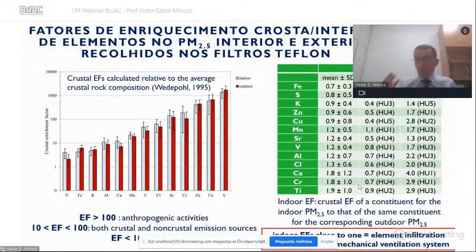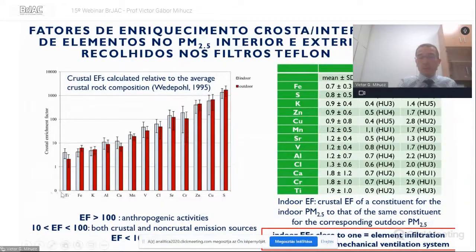In the case of these data, we could do more and more data evaluation. For example, one of the interesting approaches is to calculate the crustal enrichment factor, which is calculated by relating the elemental concentration results to the crustal rock composition determined by Wedepohl in 1995. We could do this for indoor and outdoor concentrations of elements, and usually it is believed that if this crustal enrichment factor is higher than 100, it's clearly due to anthropogenic activities. Between 10 and 100, both crustal and non-crustal emission sources, so anthropogenic and non-anthropogenic. And less than 10, it's definitely, for example, soil dust resuspension, and so on.